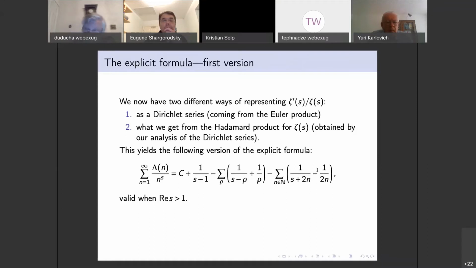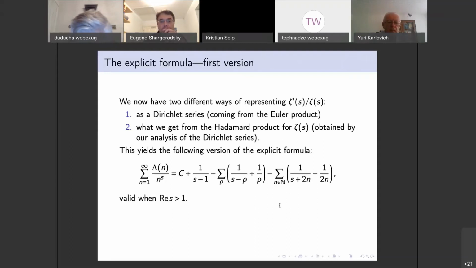Now we are moving in the direction of what we're interested in. So what is it we have now? Well, we have two ways of representing zeta prime over zeta. On the one hand, we have it written as a Dirichlet series coming from the Euler product. On the other hand, by the functional equation, we know that up to the pole it's an entire function, and an entire function of order 1 comes with a Hadamard product.